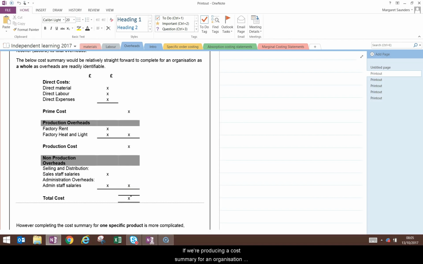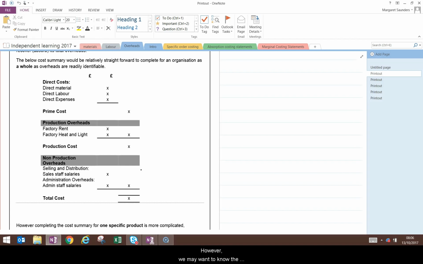Now, if we're producing a cost summary for an organisation as a whole for a period of time, so perhaps we want to produce a cost summary for the month, that would be relatively easy to do. We could pick up all our direct costs for the month from our records. We could find out what our monthly rent is, we could find out what our monthly heat and light cost is and include those. And then we could do the same for our non-production overheads.